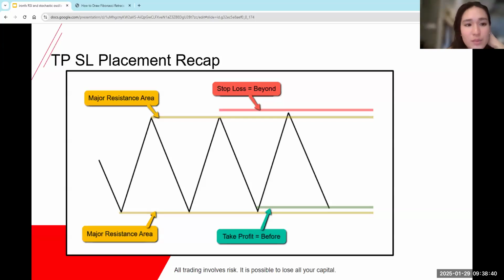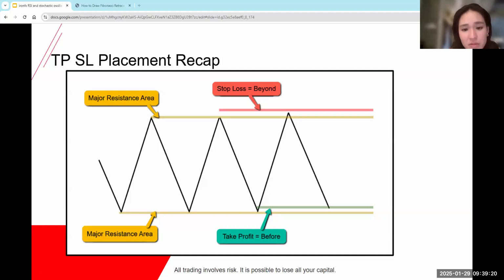Okay, let's do a bit of a recap. Last week, I did mention a bit about the proper placement for your take profit and stop loss. You should always place your stop loss beyond a confluence area or a major resistance area, and place your take profit before any major resistance area. The reason is so that you are able to maximize your profits and limit your losses, because price tends to be attracted to these areas of confluence but might not be able to push past them.